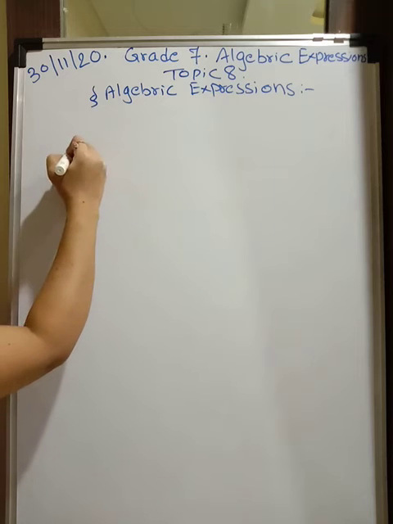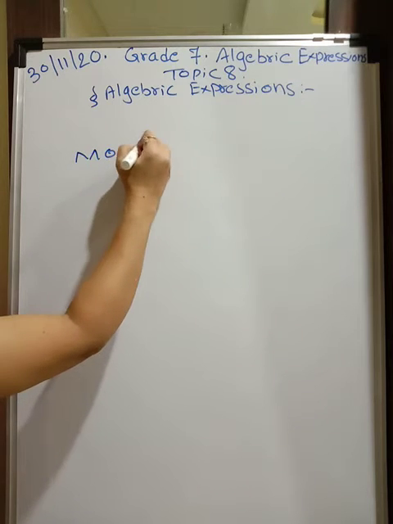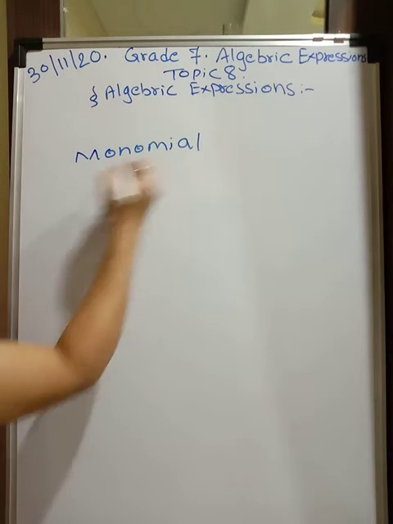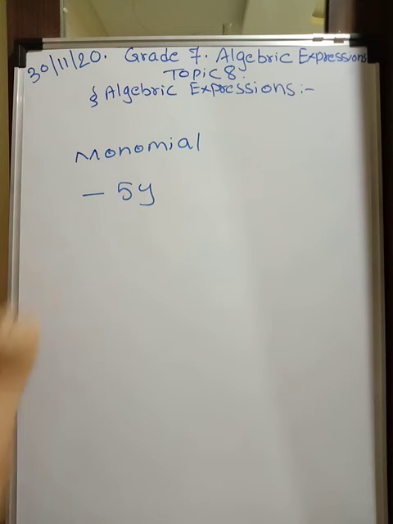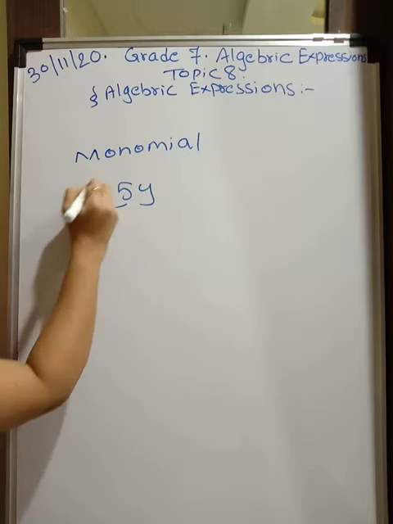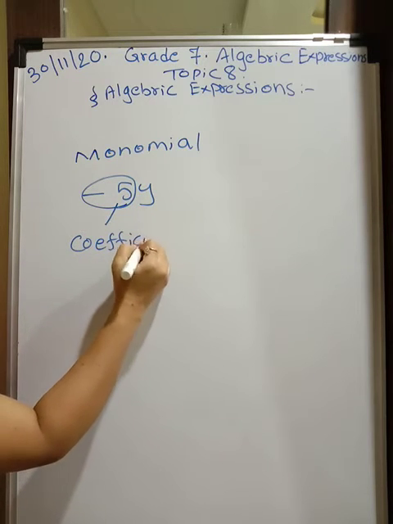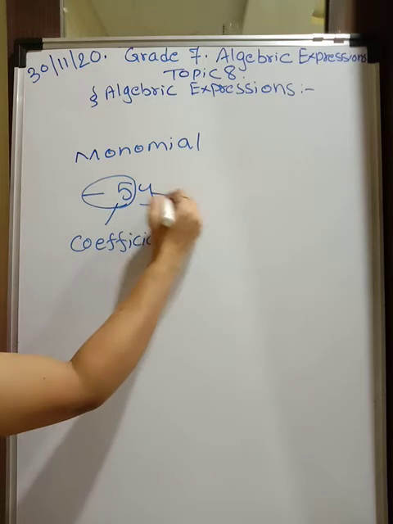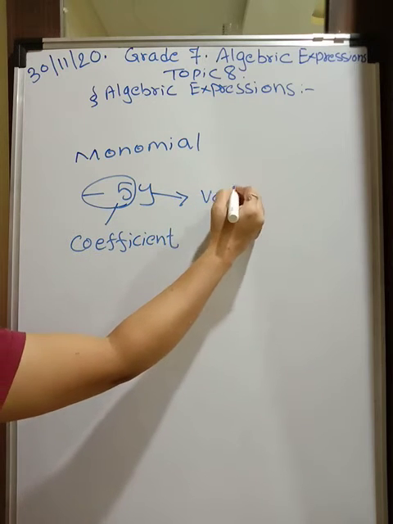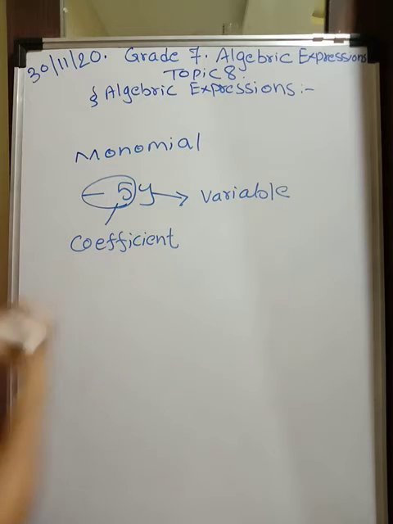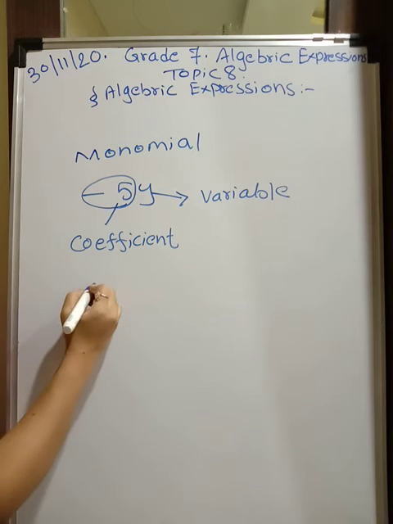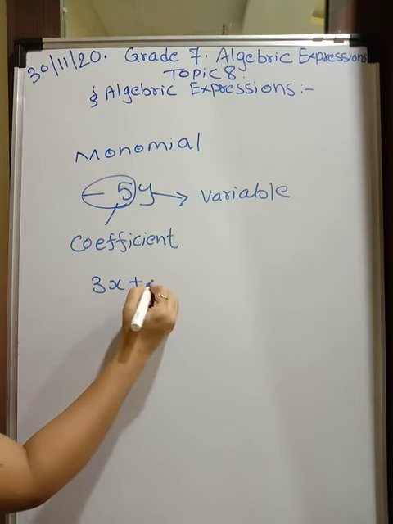Now, let me write for example, I have monomial. Monomial can be minus 5i. This is also monomial, is it not? In this case, this is called as coefficient and this is called as variable. You must remember this. Now, if there is binomial, for example, 3x plus 2.